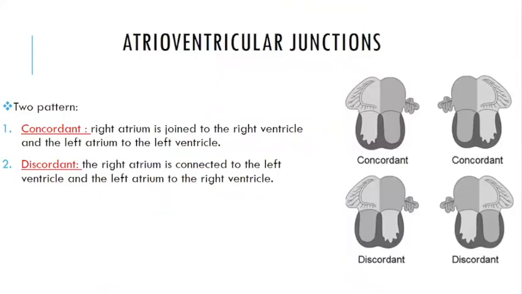Now coming to the next, the atrioventricular junctions. Regarding the atrioventricular junction, it has two patterns, either concordant or discordant. Concordant happens when the right atrium is connected to the right ventricle and the left atrium is connected to the left ventricle. Concordant can also be in mirror image, when the left atrium is connected to the left ventricle and the right atrium to the right ventricle. Discordant happens in the reverse, when the right atrium is connected to the left ventricle and the left atrium is connected to the right ventricle.